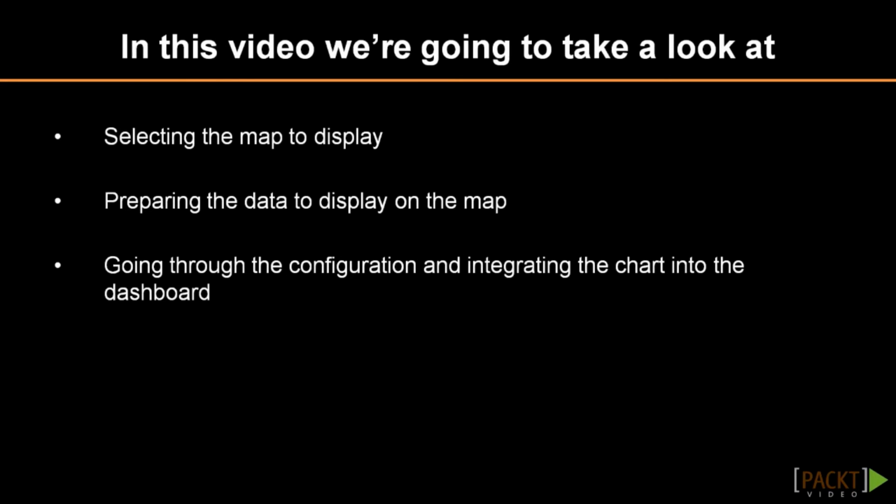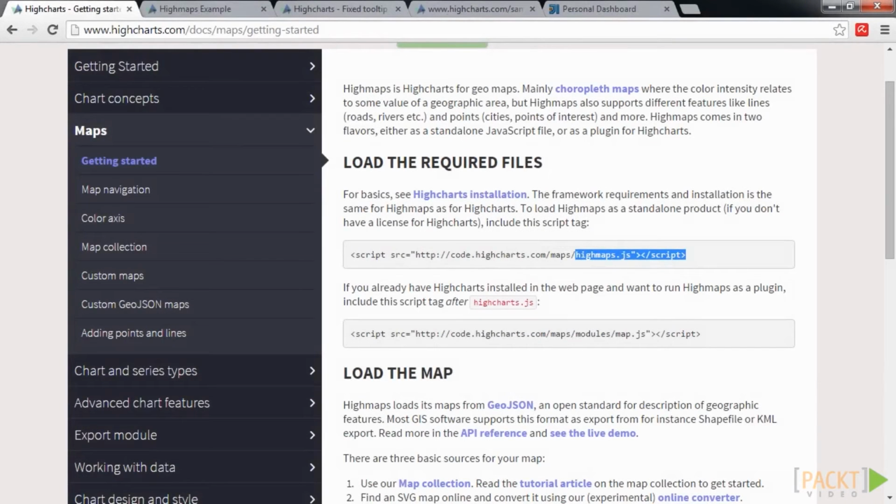Next, we will look at the data structure needed to fill such a chart with numbers, and then go through the configuration options of a map chart. Let's have a look at how to create a map chart. This is the Getting Started section of the Highmaps documentation.